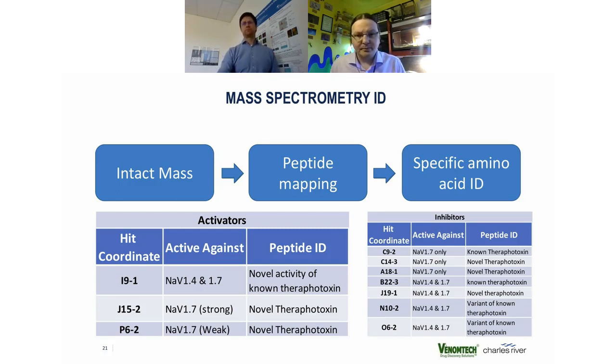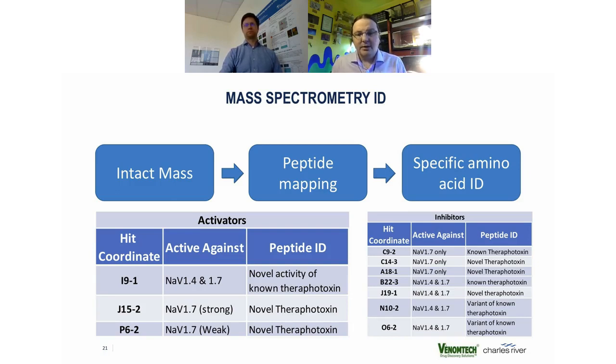Focusing more on the inhibitors, we selected a collection of both Nav1.7 only, as well as dual inhibitors, finding out what's going on with these mechanisms. And exactly as we predicted, we found known theraphotoxins, novel toxins, and also some variants of toxins with slight sequence variation from those that were published. So we're really happy with the library of activity we found from just taking a third of the total hits through to mass spectrometry ID.